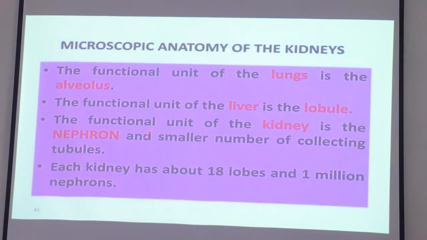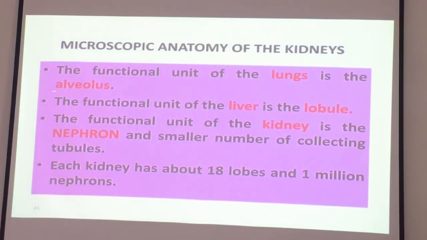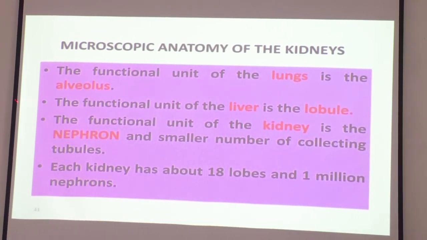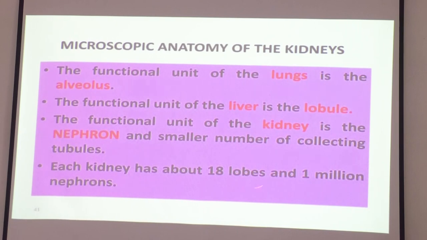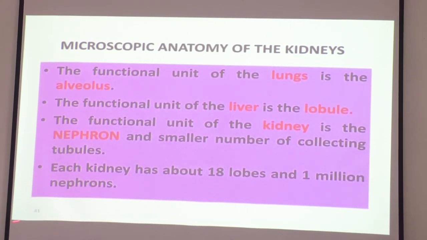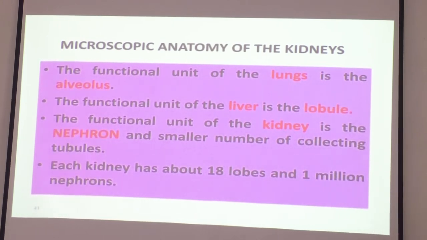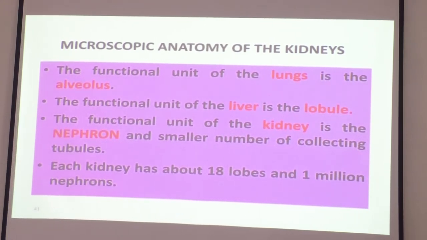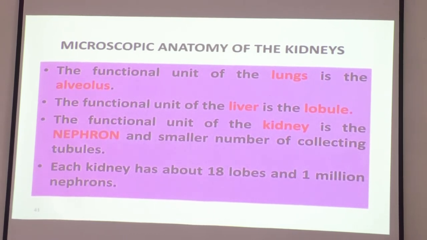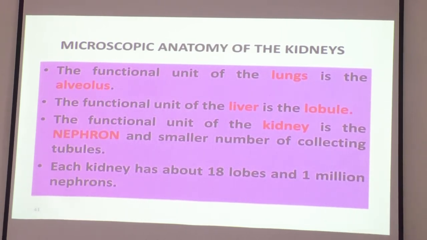Microscopically, the kidneys consist of nephrons. The functional unit of lung is alveolus. For liver, it is lobule, and the functional unit of kidney is nephron, along with a smaller number of collecting tubules. Each kidney has about 18 lobes and 1 million nephrons. Nephrons you have learned during your 12th, so no need to discuss. Nephron can come as a long question, with different descriptions of different parts: Bowman's capsule, glomerulus, its different linings. In histology, you have read also PCT, loop of Henle, DCT; all those will be asked.